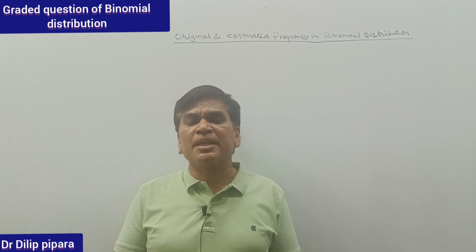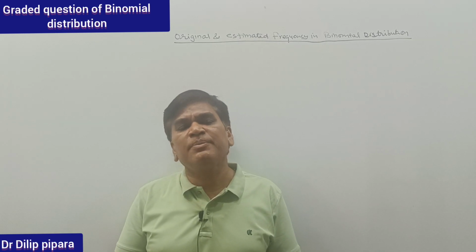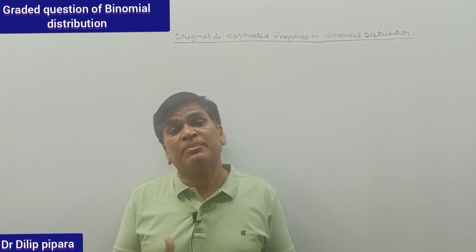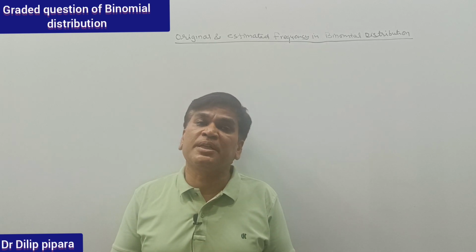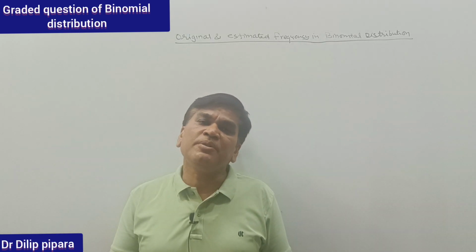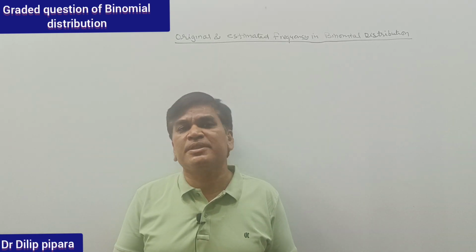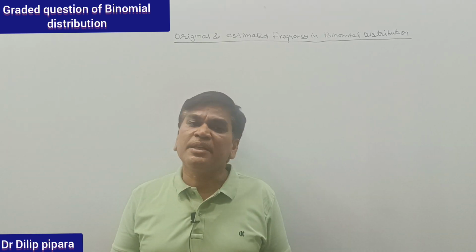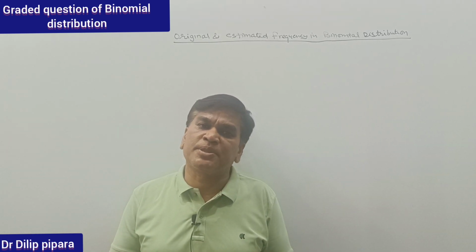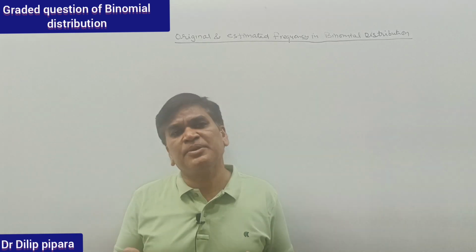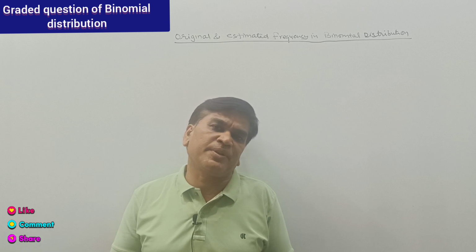Sometimes this type of question is also available in our examination, where we have to use two tests. One is the binomial theorem, and the other is the chi-square test. So in today's video we will learn, if the original frequency is given and we calculate the estimated frequency, how we can use the binomial distribution in such kind of question. We will have two questions related to original and estimated frequency.